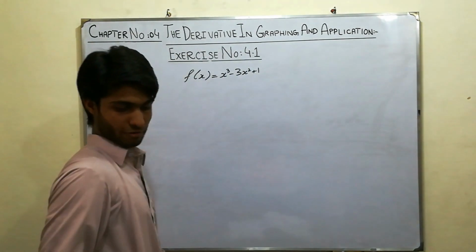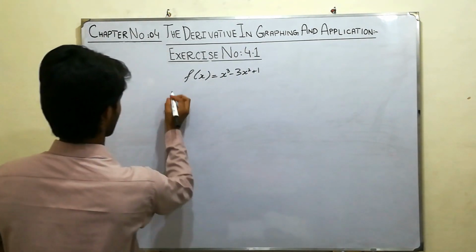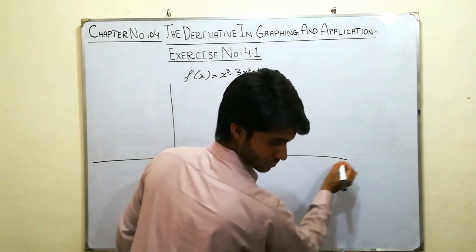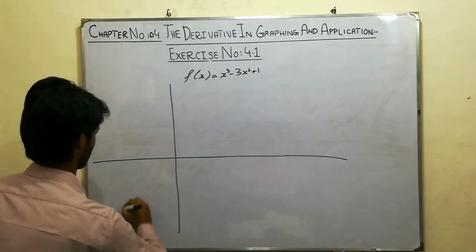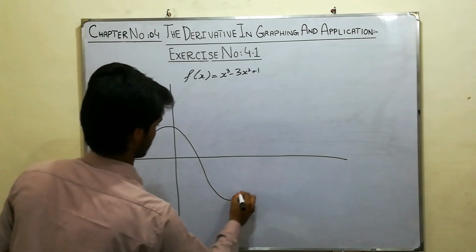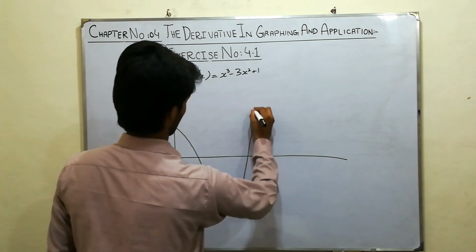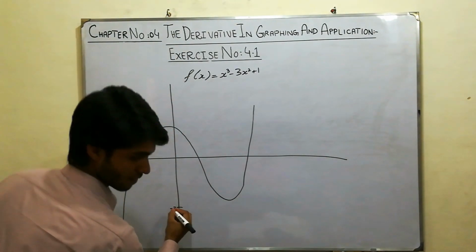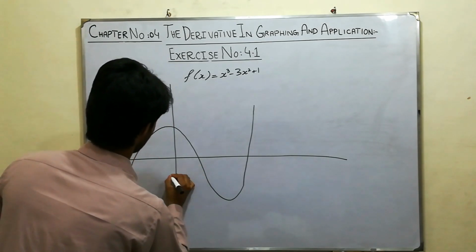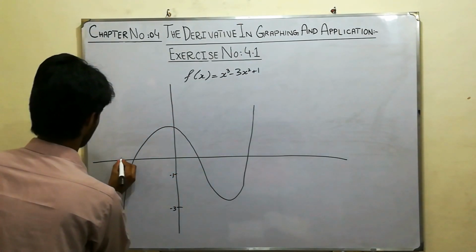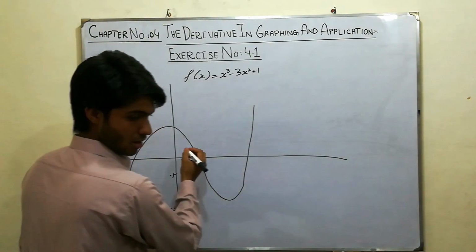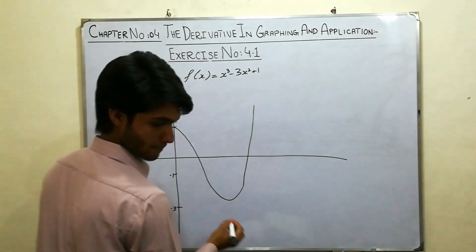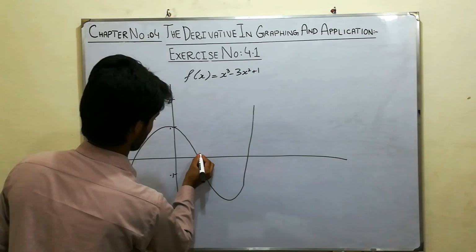And if we draw the graph of the function, we have the graph of the function. Different points, let's suppose this point is minus 3, minus 1, minus 1, 1, 2, this point is 1.